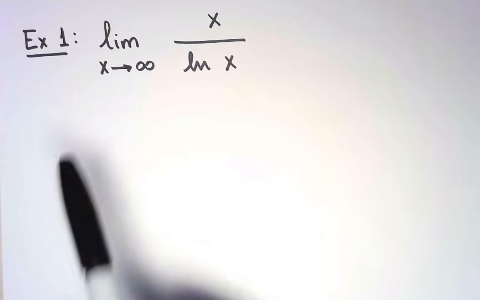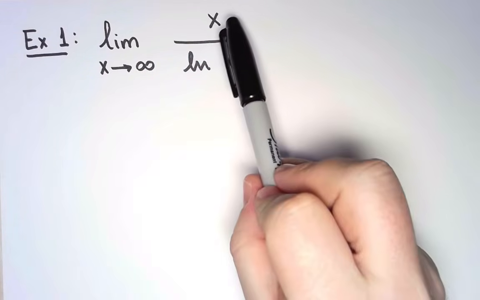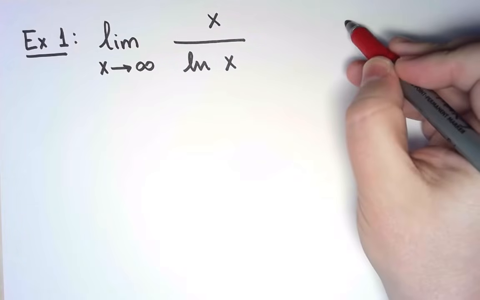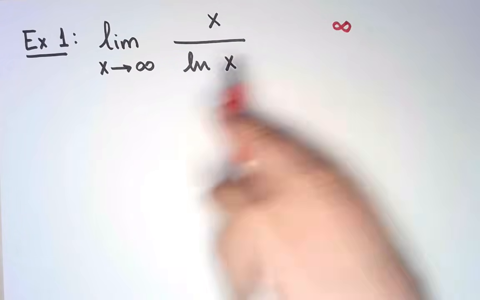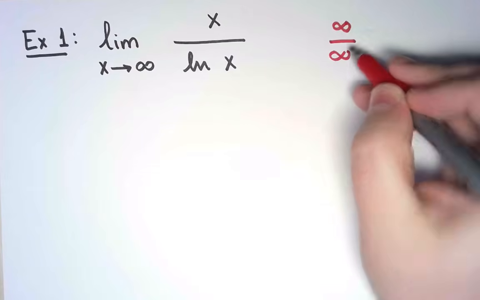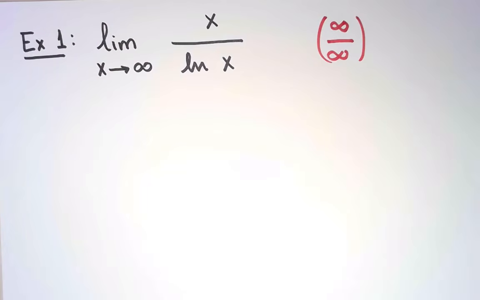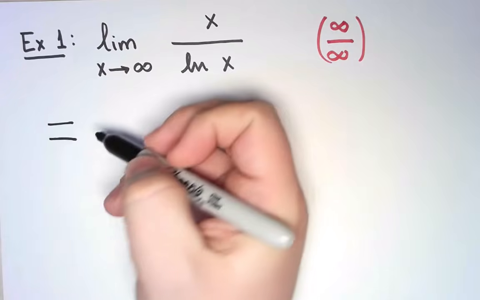First, I want to compute the limit as x approaches infinity of x over ln x. This is a quotient. I'll look at the top and the bottom separately. The limit of the numerator is infinity, and the limit of the denominator is also infinity. As x approaches infinity, ln x approaches infinity. So I have an indeterminate form of type infinity over infinity. This is precisely the kind of situation where L'Hopital may be handy.